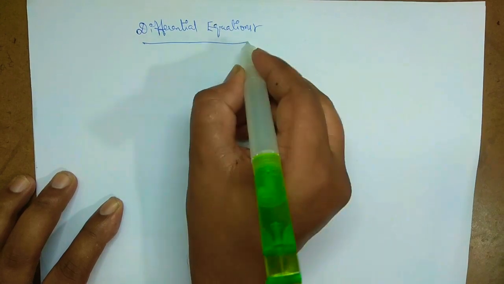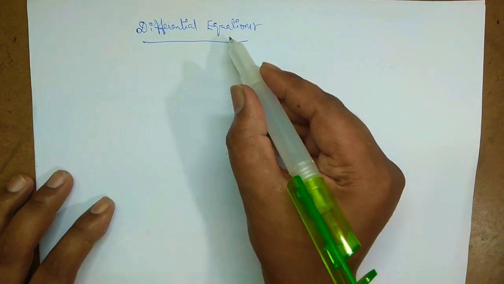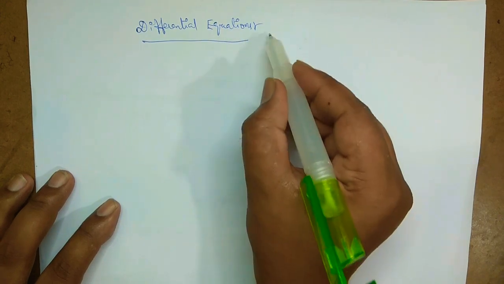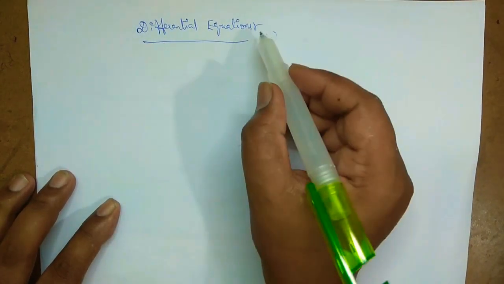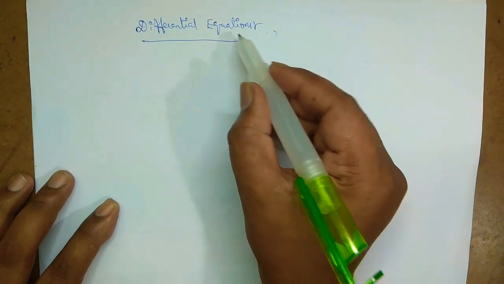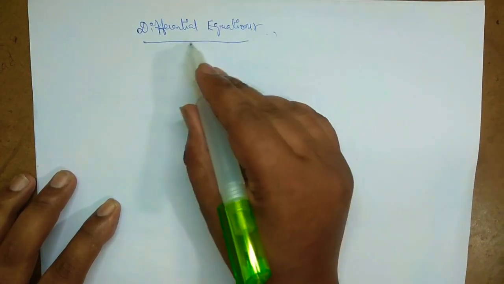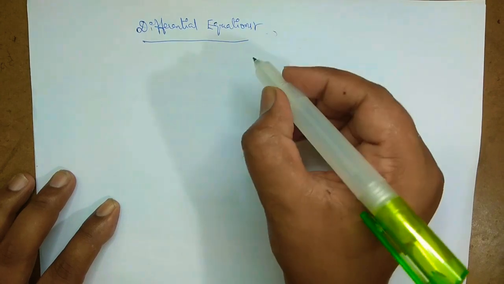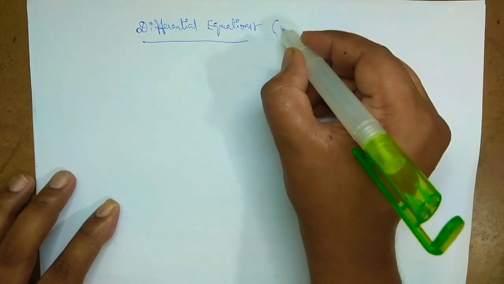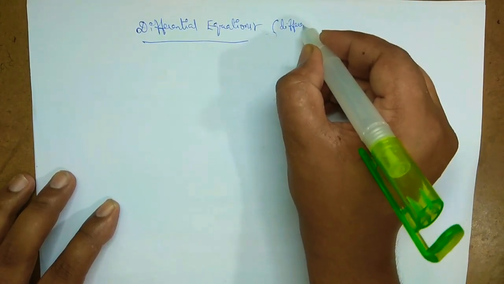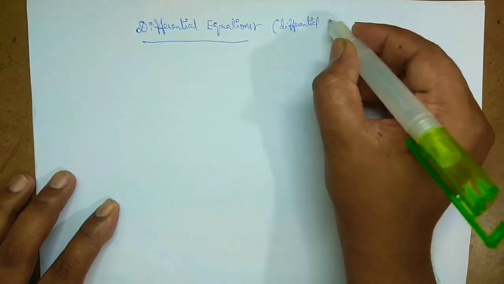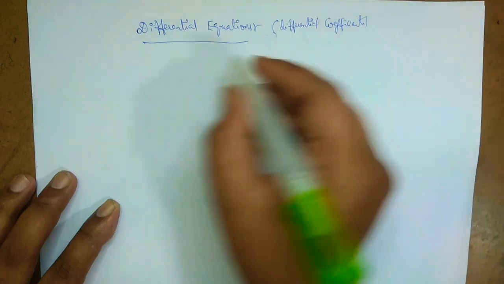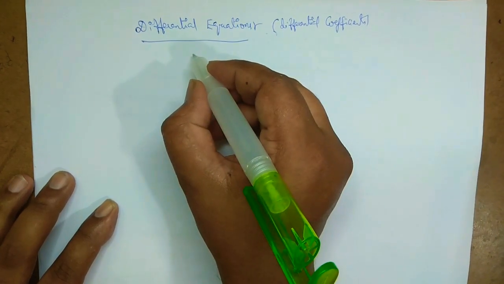Differential equations. We know that equation means anything that involves an equals to symbol. Okay, anything that involves equals to is an equation. So differential equation means it is an equation involving differential coefficients. Okay, so I'll give you examples here.